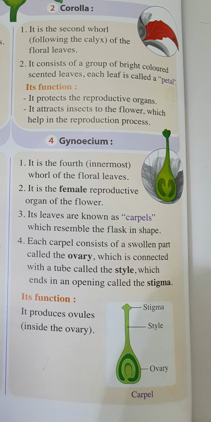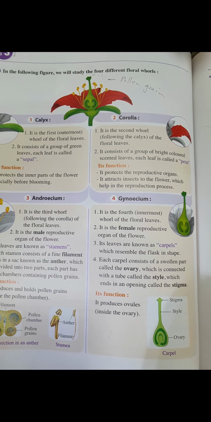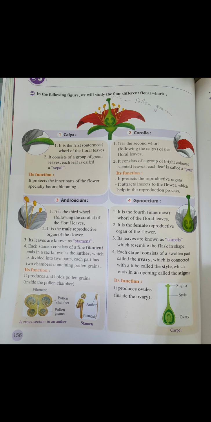Each carpel consists of a swollen part called ovary, which is connected with a tube called style, which ends in an opening called stigma. So we have 3 parts: from the top, stigma, then style, then at the bottom, the ovary. Its function is production of ovules inside the ovary, and the ovule contains the egg cell or the female gamete.